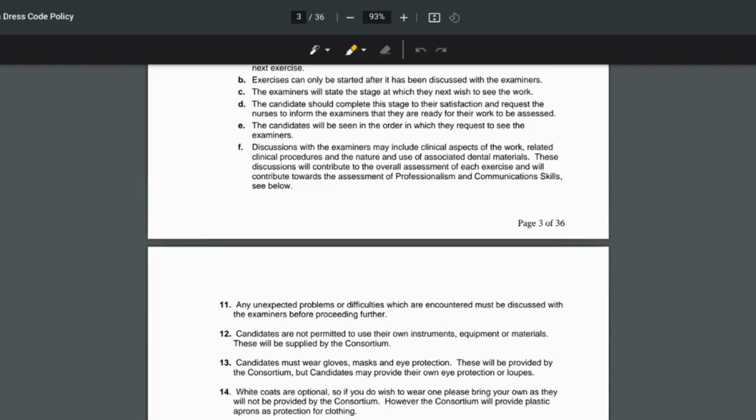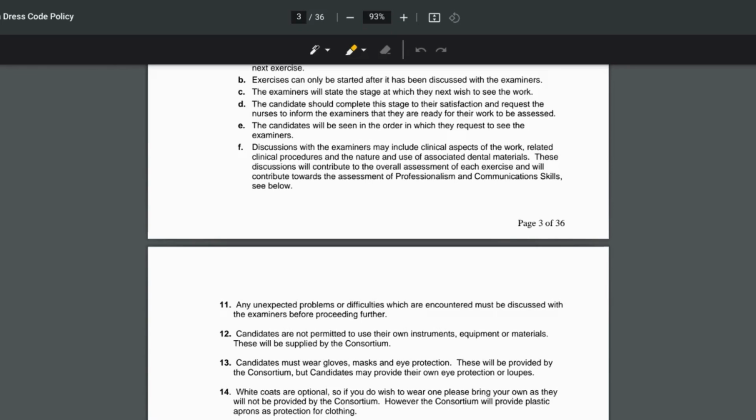That's why, as you must have heard, time management is a bit tricky for our exam. You should manage your time well, because you may have to wait for some time before starting the next exercise. The candidates will be seen in the order in which they request to see the examiners.